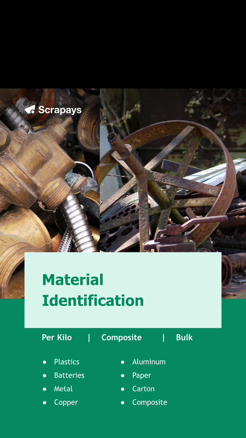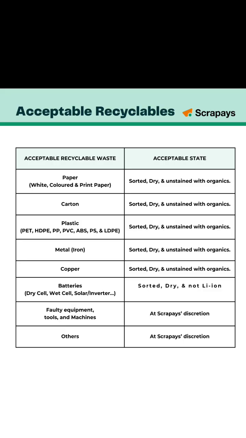Here we talk about the materials you collect and the materials you do not collect at Scrapays. Materials are categorized into three. You have your per kilo, you have your composite, you have your bulk. And under per kilo items, we have plastics, batteries, metal, copper, aluminium, paper, carton. Now let's talk about the acceptable states that this material should be in.